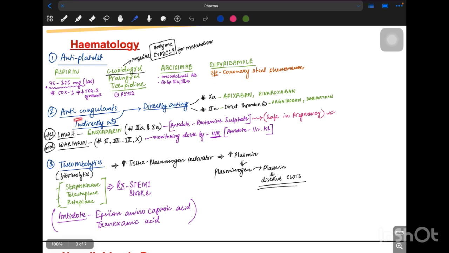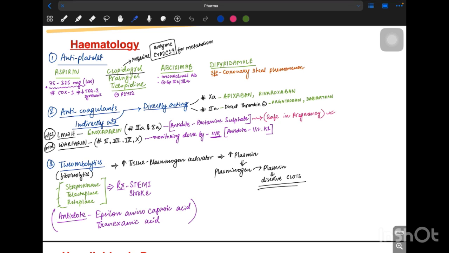The second group of drug is anticoagulants. Anticoagulants can be directly acting or indirectly acting. So, first coming to directly acting drugs, they can be divided into 2 groups. The one which blocks the 10A and the other which blocks 2A. So 10A blockers are apixaban. You can find it in the name only, 10A ban. So it blocks 10A: apixaban and rivaroxaban. In the name only you can understand.